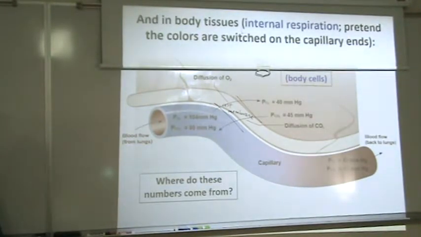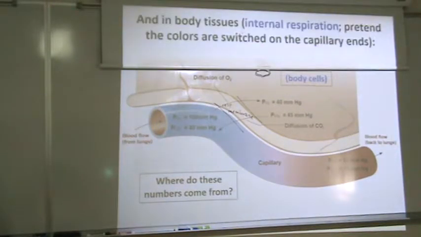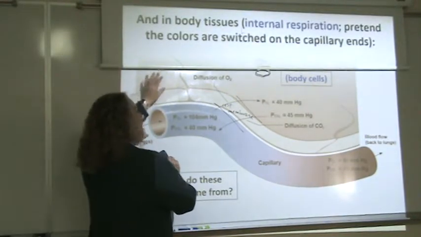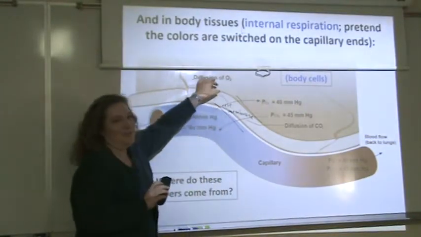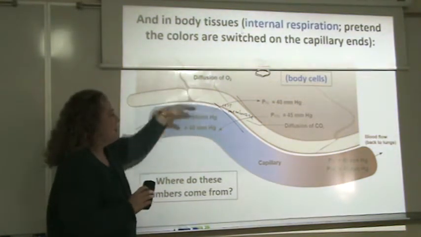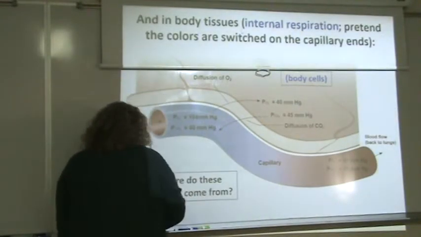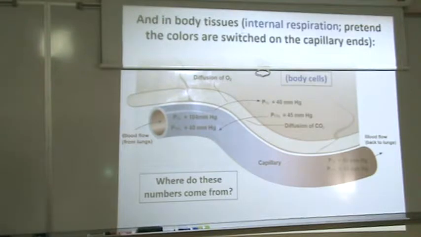Okay, so these pictures look the same. They actually are the same. Your book doesn't have a separate picture to show what happens in the tissue cells, which is lame. But I am saying this is now in the body cells. So just imagine these are some other cells in your body. We are now not talking about the respiratory membrane. We're talking about something else.